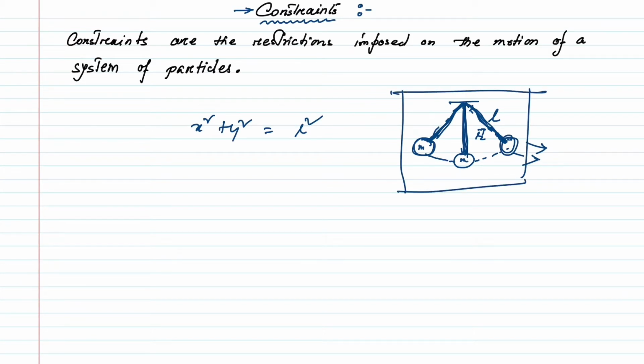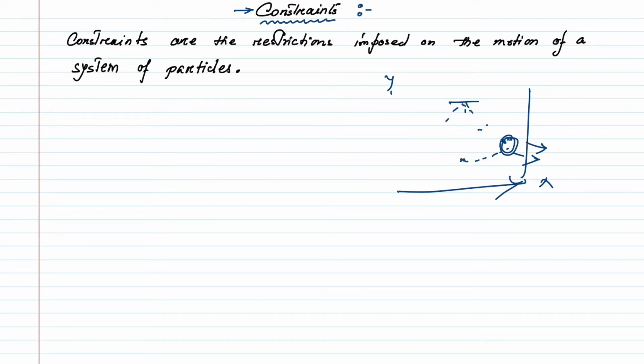So this is also a constraint, and it is allowed to oscillate in a plane. Suppose this is the xy plane, this is x, this is the y coordinate. Then the constraint equation is given by this. It does not depend on time. Such kinds of constraints are known as Scleronomic constraints. Let me write the definition here.